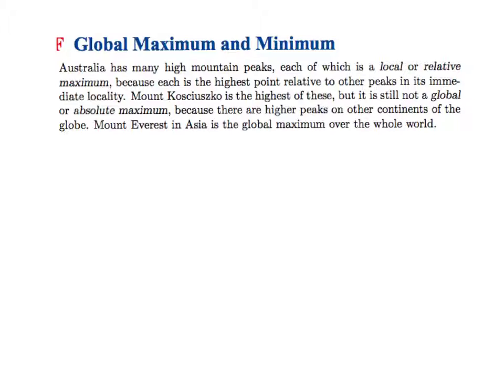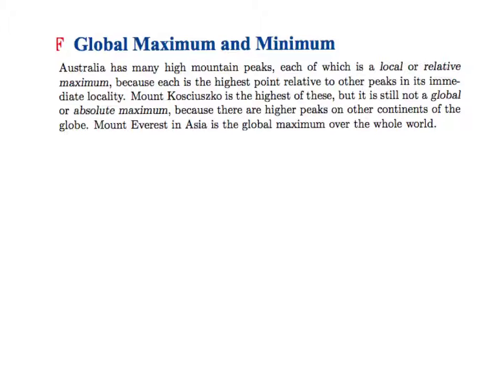I'm just going to read this paragraph here. It says, Australia has many high mountain peaks, each of which is a local or relative maximum, because each is the highest point relative to other peaks in the immediate area or locality. Mount Kosciuszko is the highest of these, but is still not a global or absolute maximum because there are higher peaks on other continents of the globe. In fact, Mount Everest in Asia is the global maximum over the world.